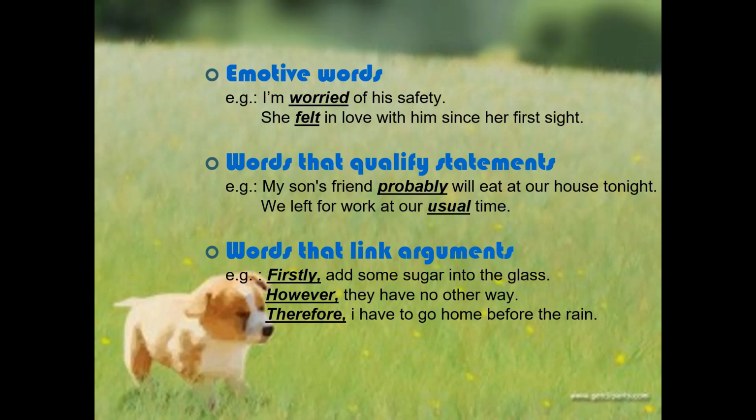Okay, there are also some language features that we can find in analytical exposition, like emotive words. I'm worried of his safety. She fell in love with him since her first sight.